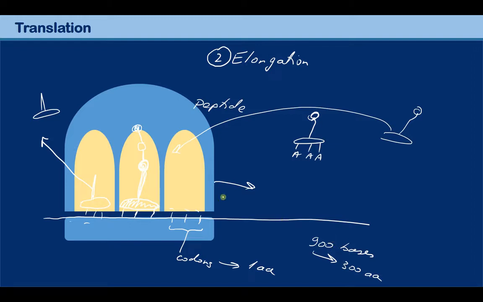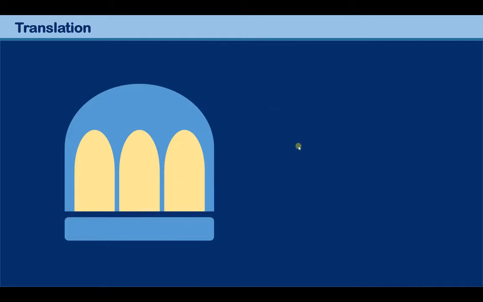How long will it continue to do that? Until it reaches somewhere a stop codon. And there are 3 of them, and for these stop codons there is no tRNA. And that is now the next step. That is called step number 3. This is called termination.